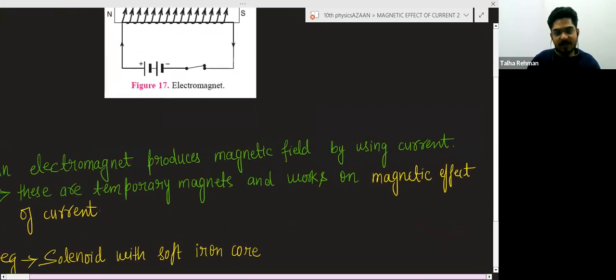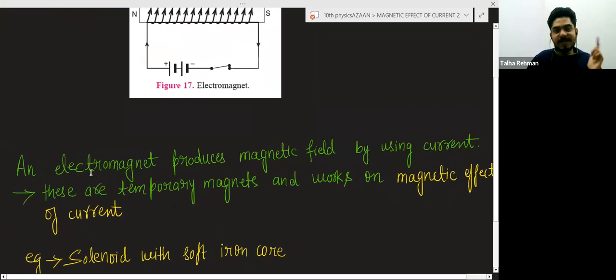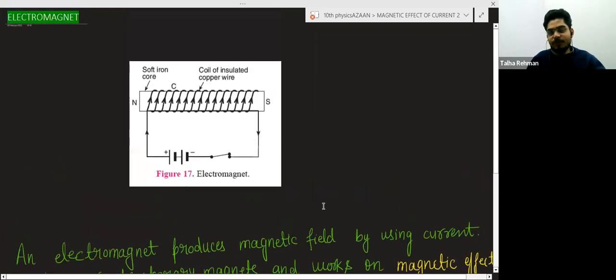How will you write the working? You will write: an electromagnet produces the magnetic field by using current. These are temporary magnets and work on the magnetic effect of current. And if you want to explain the working in detail, then you will say here is a switch, here is a battery, and wire is mounted on a soft iron core. When the switch is closed, the current will start flowing, and due to that, the magnetic field will be produced, and the soft iron core will magnetize.